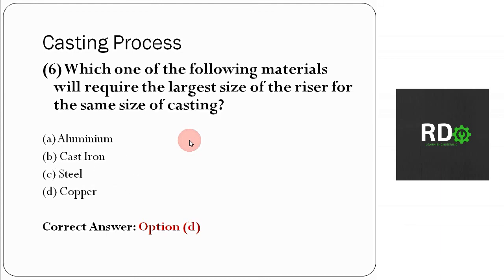Okay, the next question: which one of the following materials will require the largest size of riser for the same size of casting? Yeah, it is wrongly written as option D. It should be option A, not option D. Aluminium requires the largest size of riser for the same size of casting. So the option will be aluminium.